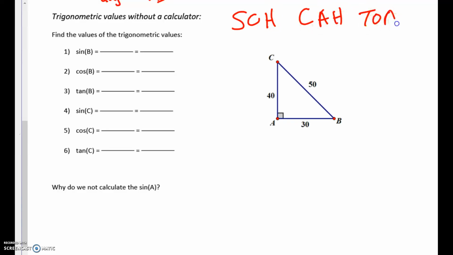SOHCAHTOA. And I'm going to take a look. Sine of B, well, here's angle B. That means that this side is my opposite side, this side's my adjacent side, this side's my hypotenuse when I'm looking at angle B, okay? Well, angle B, sine is opposite over hypotenuse, that's O over H, or 40 over 50 in this case, which is just 4/5. Cosine of B is A over H, adjacent over hypotenuse, right?